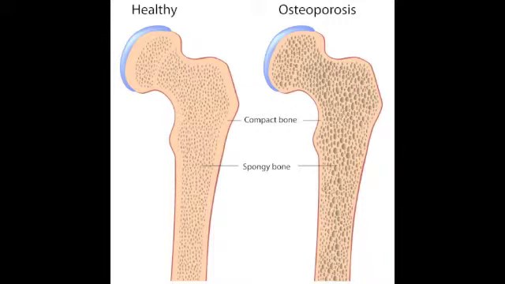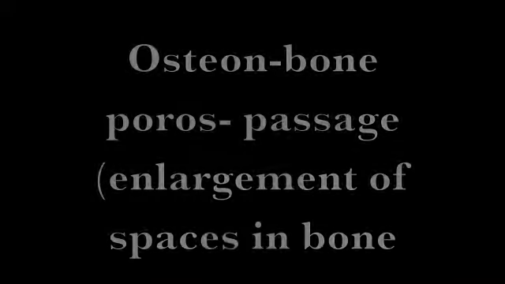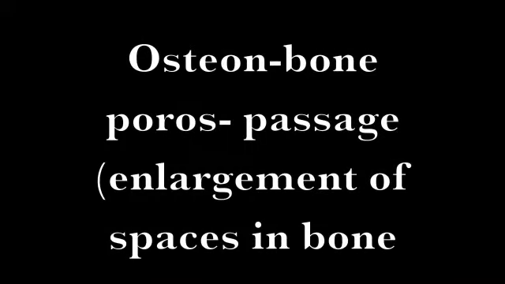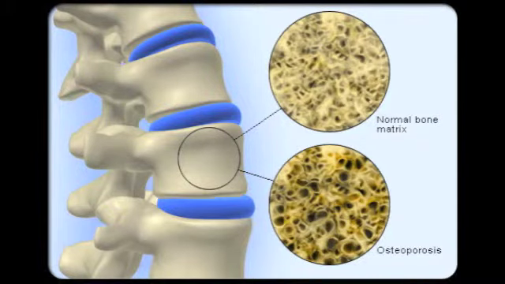Another bone disease is osteoporosis. Osteoporosis is a disorder of bone metabolism that causes the loss of mass in the skeleton with a subsequent weakening of the bone. Osteo comes from the Greek word osteon, which means bone, and poros, which means passage, which in this case is an enlargement of spaces in bone. Osteoporosis is also the most common bone disease. Approximately 25 million Americans have some form of the disorder, though there are actions you can take to prevent osteoporosis.